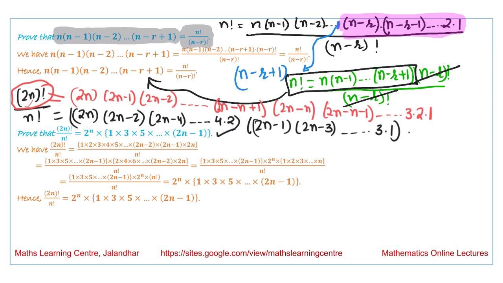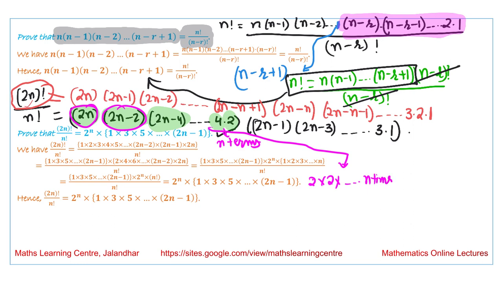Now how many terms do we have over here? This is 2n, this is 2n minus 2, 2n minus 4, 4, 2. So the total number of terms over here is n terms. All these terms are even, so we can take 2 common. If I take 2 common from these terms, I will get 2 into 2 into, and so on up to n times, 2. Then n into n minus 1 into n minus 2 and so on up to 3 into 2 into 1. This is the first term we are talking about.